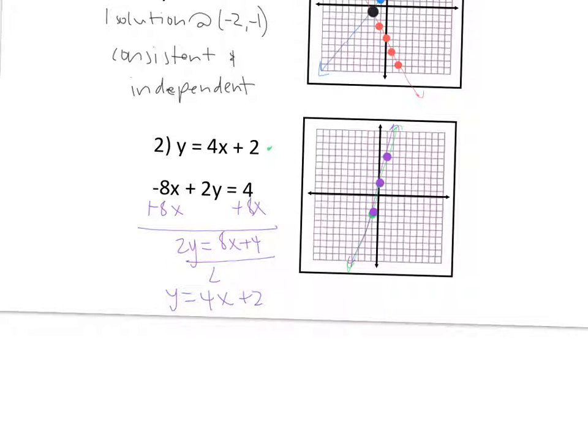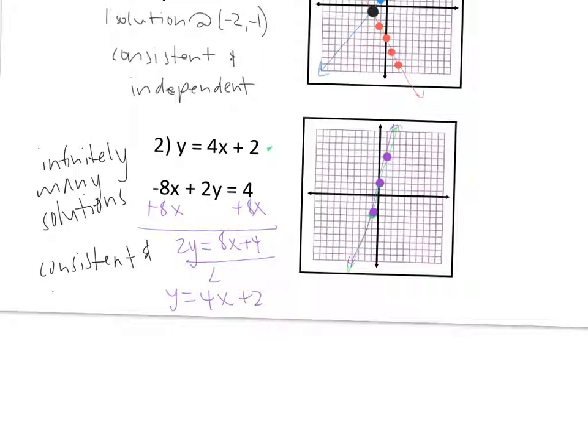As you can see over at the right, I have graphed the two equations as best I could, and it appears that they are both the same equation. We could have actually known that based on what we got for our final answer of y equals 4x plus 2 when we rewrote the second equation and reviewed the first one. So here I have infinitely many solutions. To describe this system, it would be called consistent because it has a solution, and dependent because the two lines are actually the same line.